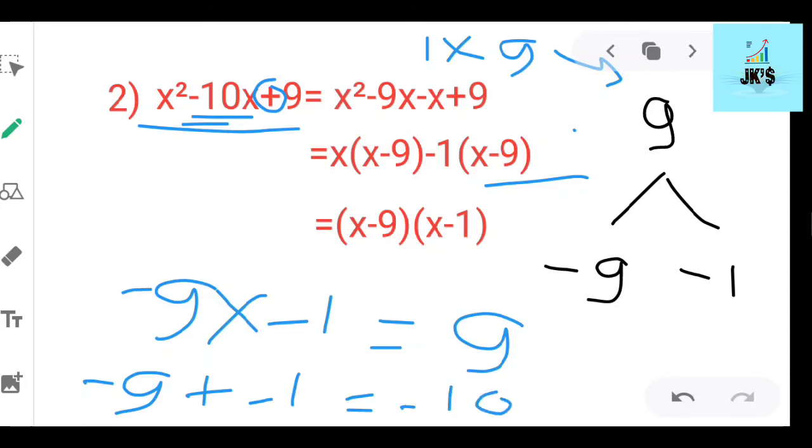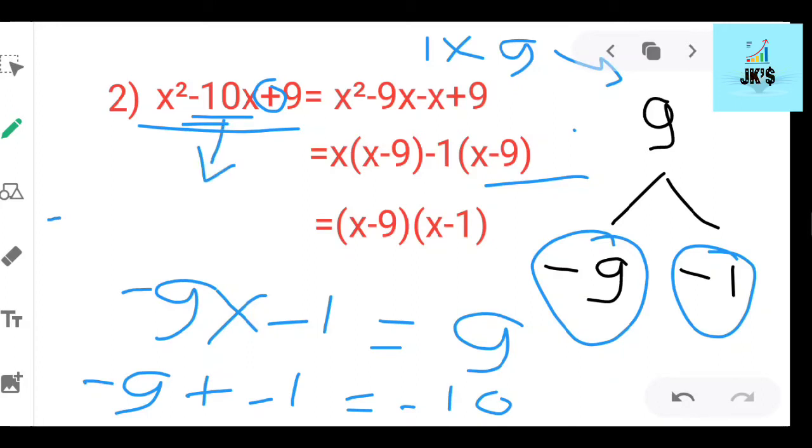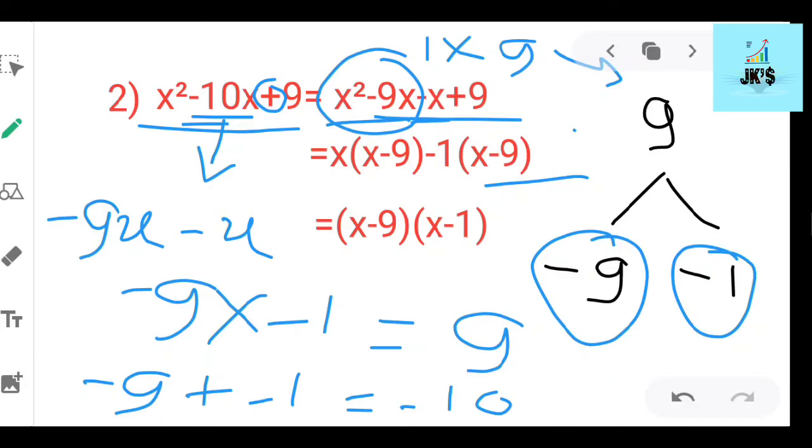Means our factors are minus 9 and minus 1. So this minus 10x is written as minus 9x and minus x. So we write this minus 9x minus x. So the total terms are 4. Take the group of the first two and the group of the next two. X square minus 9x is the first group and minus x plus 9 is the second group. So we take x common from these first two terms.